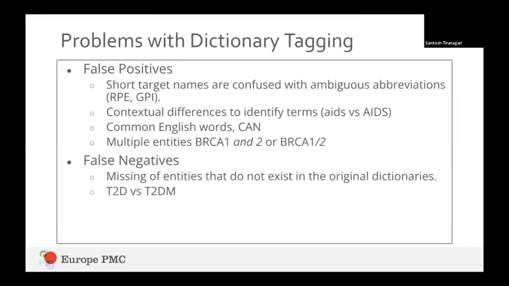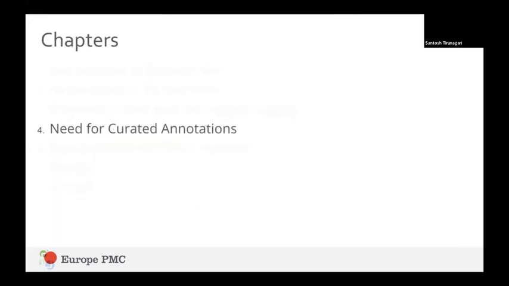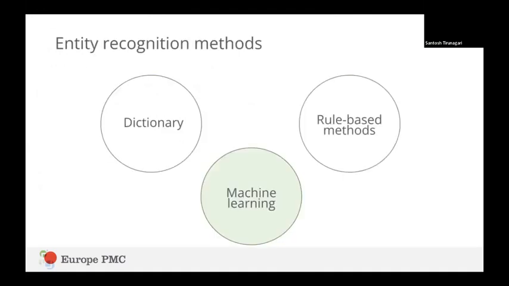And then in false negatives, there are many missing entities that do not exist in the original dictionaries. For example, T2DM for type 2 diabetes mellitus. So we would miss T2D, which is another variation of representing type 2 diabetes mellitus. So we would miss new entities and other entities which are right there, but we would miss tagging them. So why would we need the curated annotations? We will see in chapter 4.